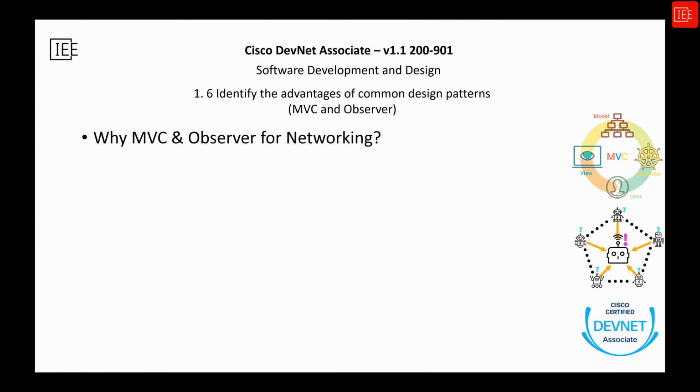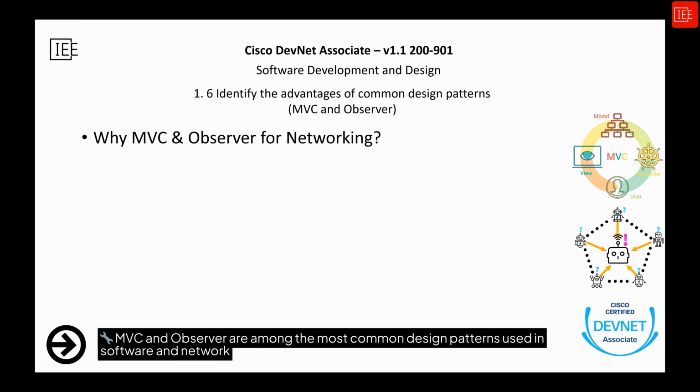So on this final slide, we will connect the dots and see how MVC and Observer give us structure for large automation projects. And of course, we will also highlight their importance in the Cisco DevNet Associate exam. So when we bring MVC and Observer into the world of networking, the real value becomes clear. Networking automation projects can quickly grow in size and complexity.